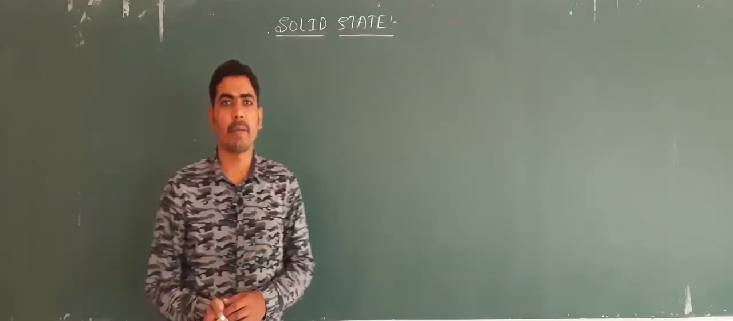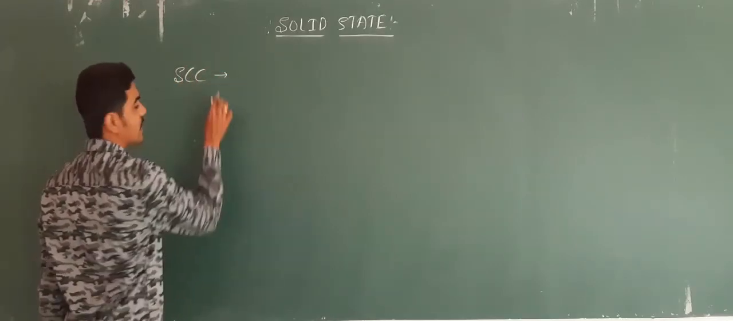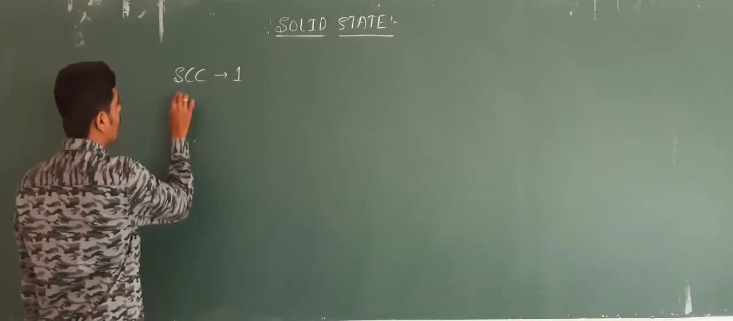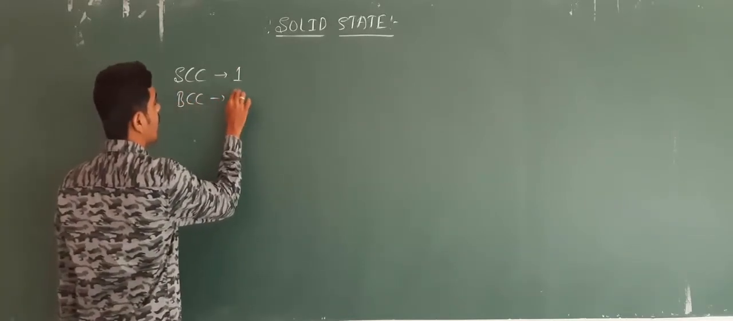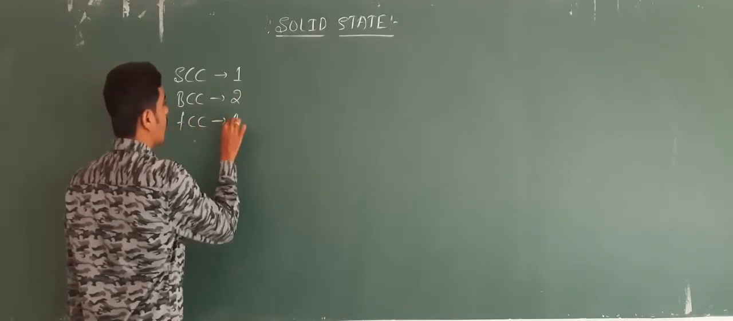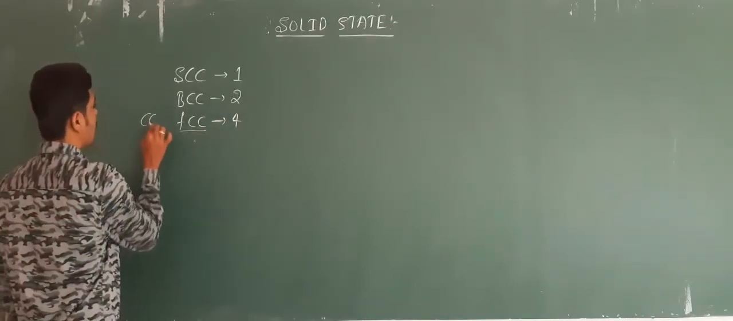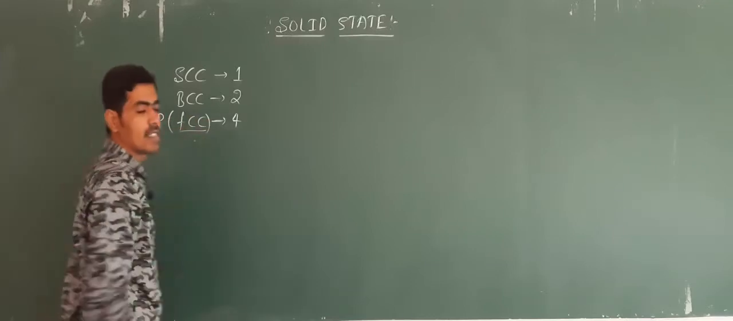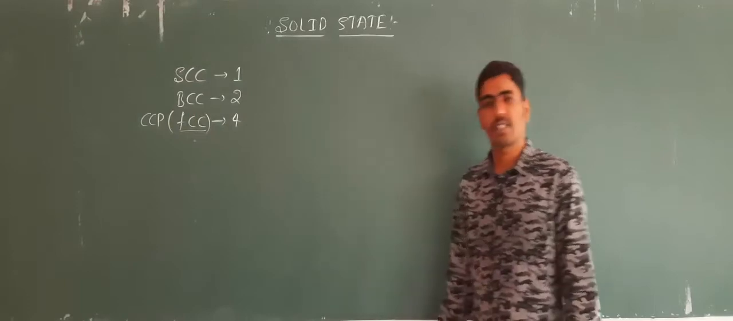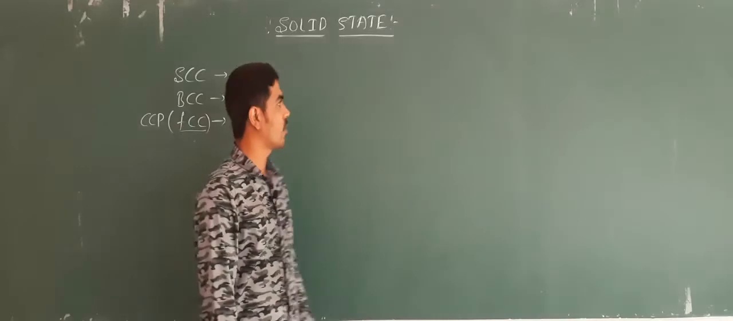You have to remember that in the simple cubic structure, that is SCC, the number of particles is 1, in body centered cubic the number of particles is 2, and in face centered cubic the number of particles is 4. This FCC is also known as CCP. CCP means cubic close packed structure. All these things we discussed in the previous lecture.